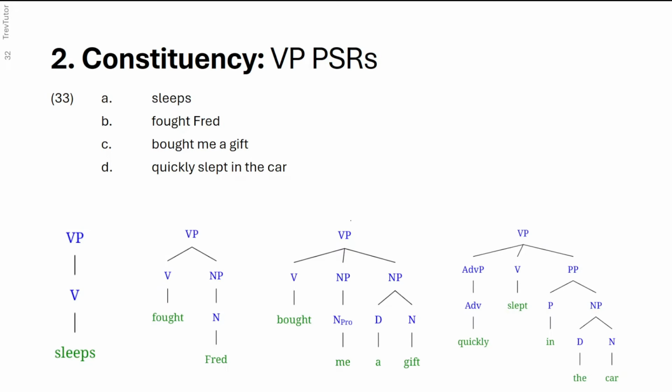So if we take a look at all of the structures in a little bit more detail, sleeps and fought Fred, that's pretty standard. For bought me a gift, we would label me as a pronoun, but it is a type of noun. It's a noun that has to build into a noun phrase, and then a gift would be determiner and noun. For quickly slept in the car, it would look the same as on the previous slide. However, we have a little bit more elaborated structure. So we can clearly see that in, where the prepositional phrase is the head of that one, is introducing the noun phrase the car, where the is a determiner and car is a noun.